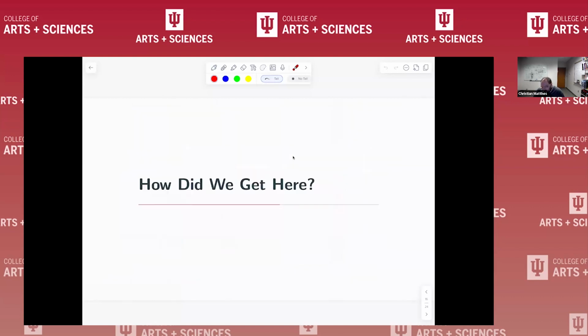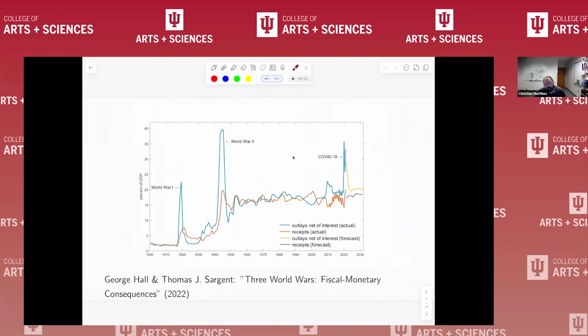Now, a key question that we probably all have is, how did we get here? And obviously a big part of that is COVID and how policymakers have responded to COVID. And I want to show you one graph. It's really one of my favorite graphs in economics. It's out of a paper by George Hall and Tom Sargent. Tom Sargent won the Nobel Prize in economics about 10, 15 years ago. And what I want to highlight with this graph is, how much does the US government spend?